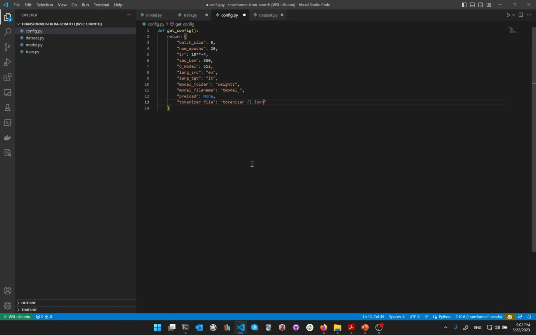And this is the Tokenizer file. So it will be saved like this: Tokenizer N and Tokenizer it, according to the language. And this is the experiment name for TensorBoard, on which we will save the losses while training. I think there is a comma here. Okay. Now let's define another method that allows us to find the path where we need to save the weights.